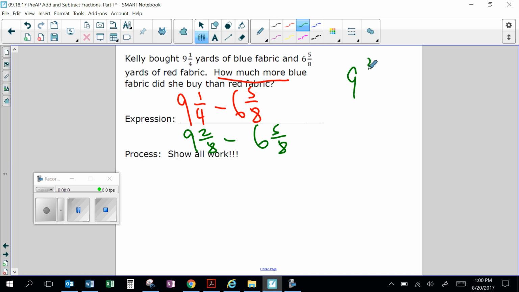Let's set it up this way if this is easier for you. I can do 9 minus 6, but can I do 2 minus 5? No, I cannot take away 5/8 from 2/8. So we are going to be doing something called regrouping, and I know you learned this in elementary school. Just like in regular subtraction, I need to regroup from the 9 whole. It becomes 8 whole. So what am I taking away from this 9? I'm taking away 1 whole.